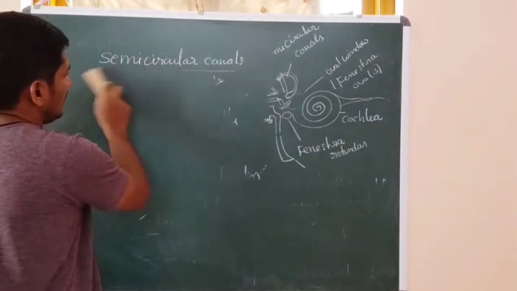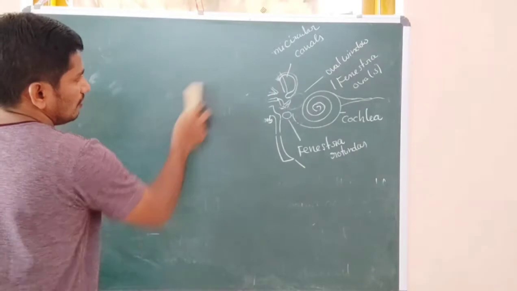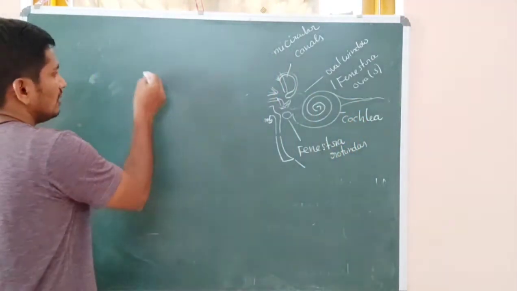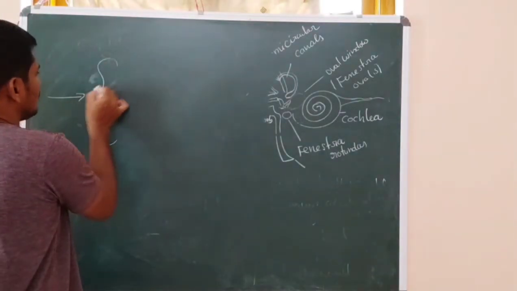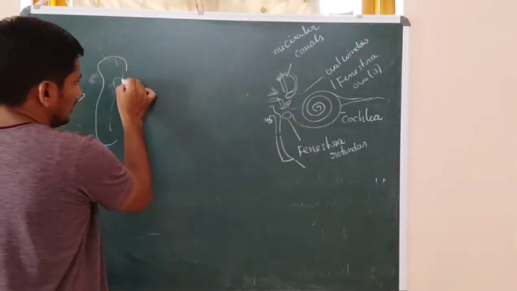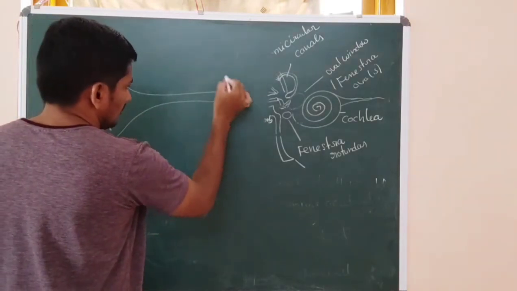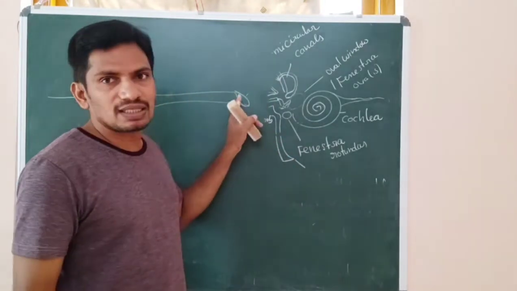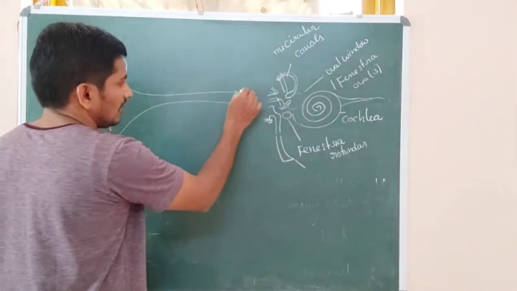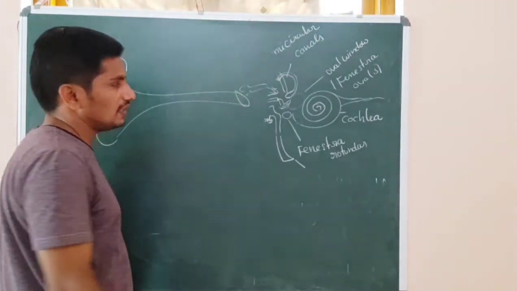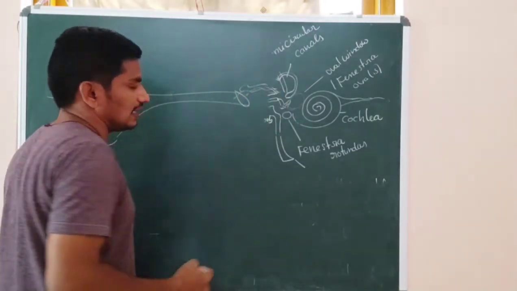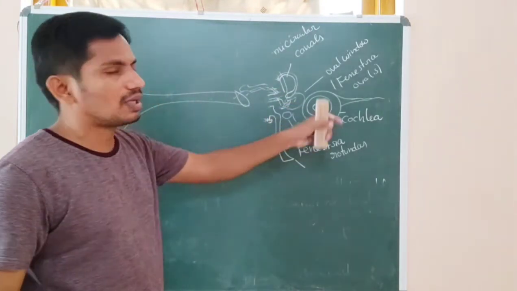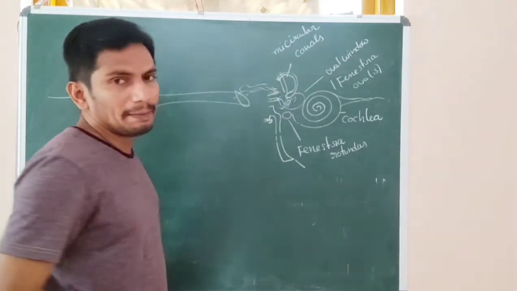mechanism of hearing. When sound waves fall on the ear, they travel. This is a funnel structure that can receive the sound waves. Then the sound vibrations fall on the eardrum. Then here a chain of ear bones conducts the same sound to the oval window, and then to the cochlea and vestibular apparatus.